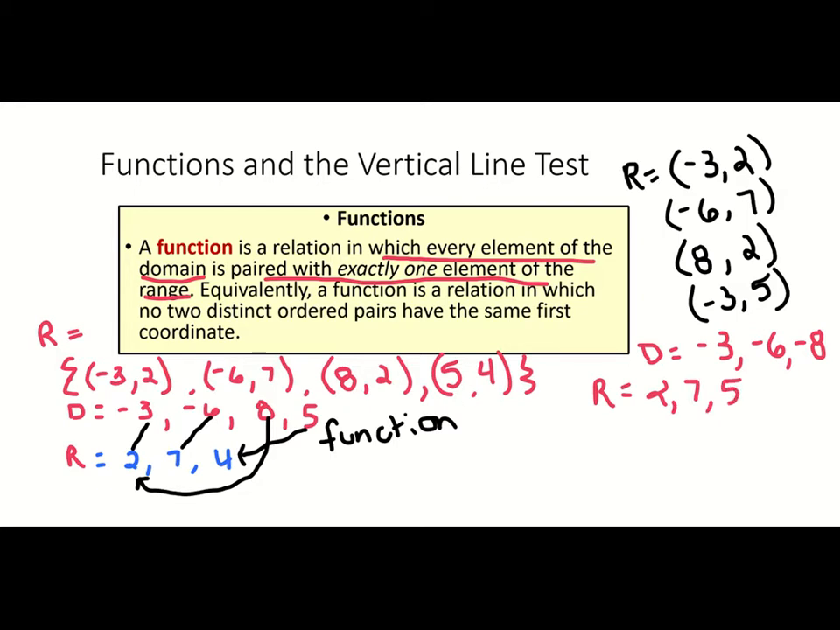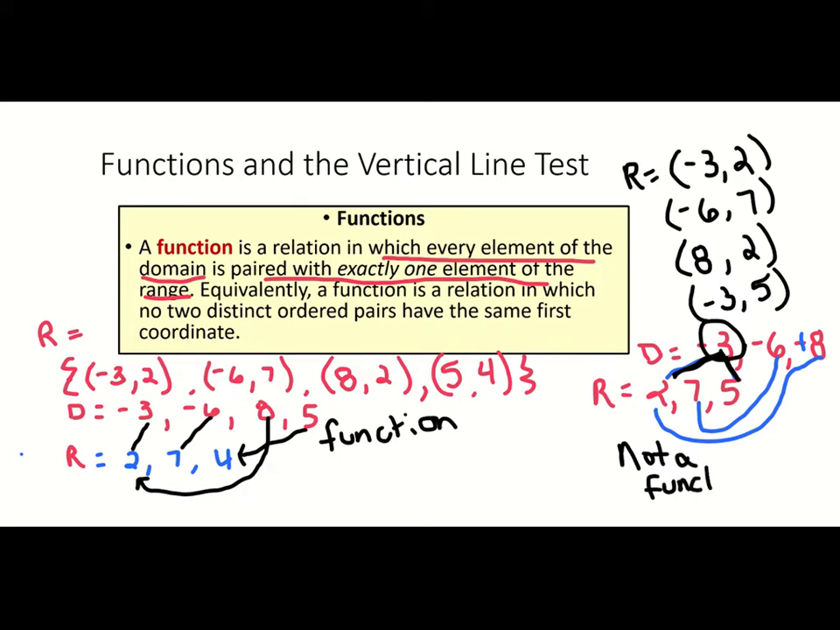Now, if I draw my lines, -3 goes to 2, -6 goes to 7, 8 goes to 2, and then -3 goes to 5. Now, this is not a function. The reason it's not a function is because if you look at -3, it goes to 2 places. It goes to 2 and it goes to 5. Your x values can only go to 1 place. They can't go to 2. So this is not a function.